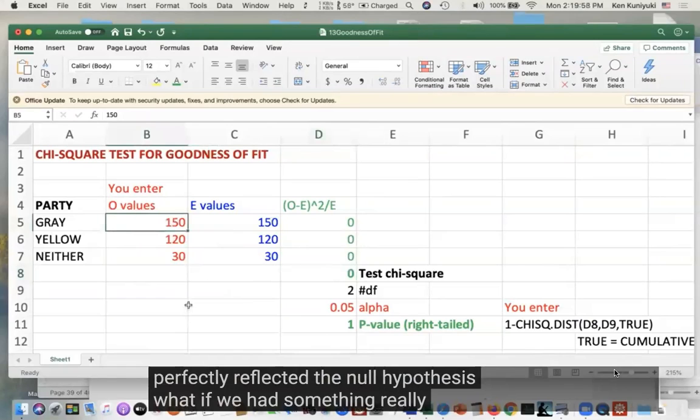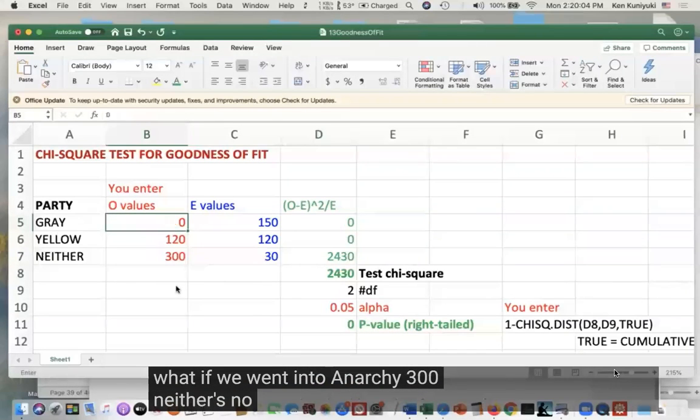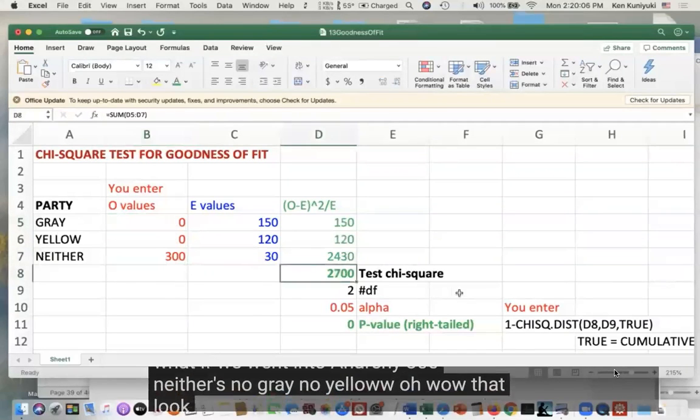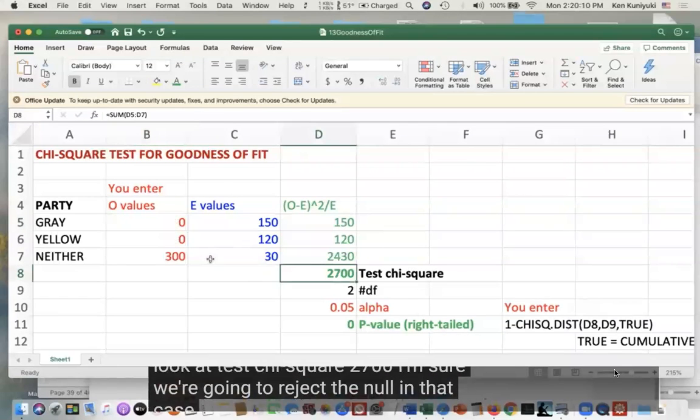What if we had something really extreme? What if we went into anarchy? 300 neithers. No gray, no yellow. Oh, wow, look at that test chi-square. 2,700. I'm sure we're going to reject the null in that case.